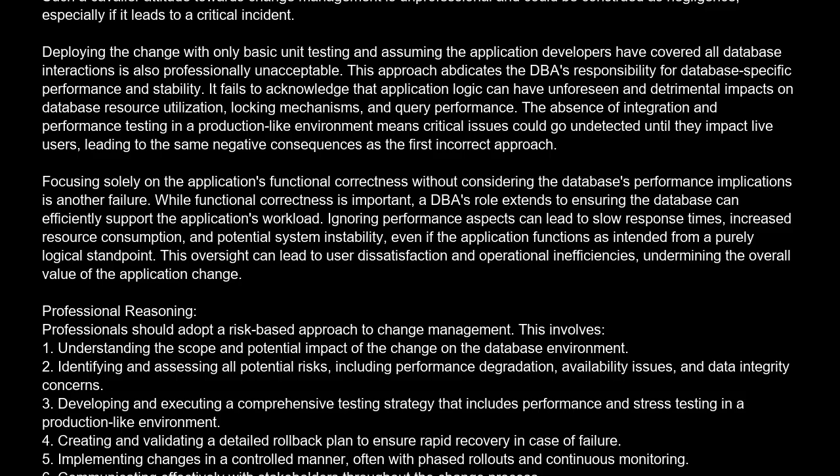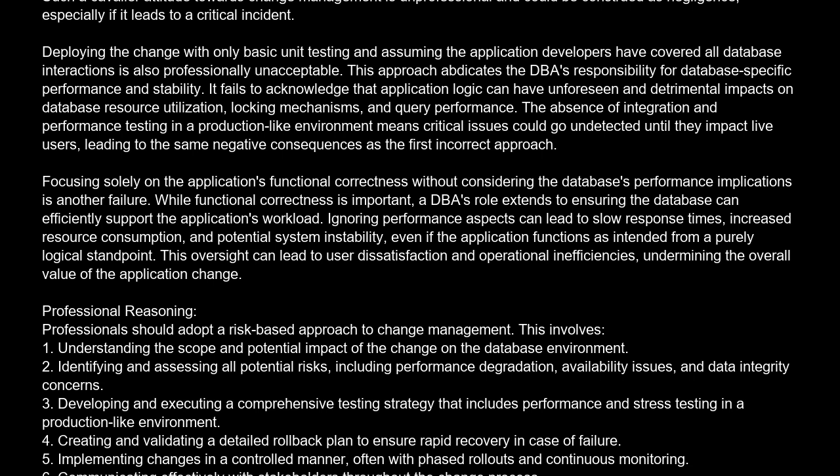Ignoring performance aspects can lead to slow response times, increased resource consumption, and potential system instability, even if the application functions as intended from a purely logical standpoint. This oversight can lead to user dissatisfaction and operational inefficiencies, undermining the overall value of the application change.